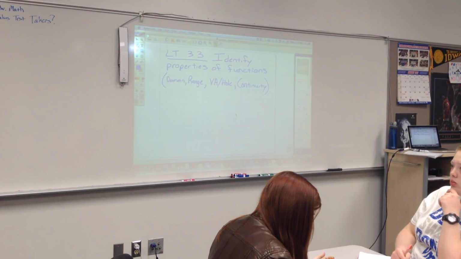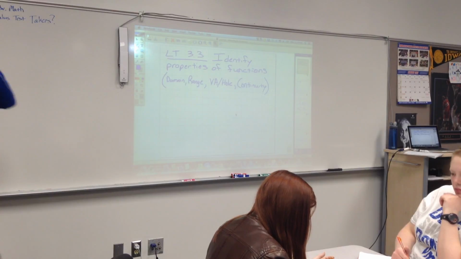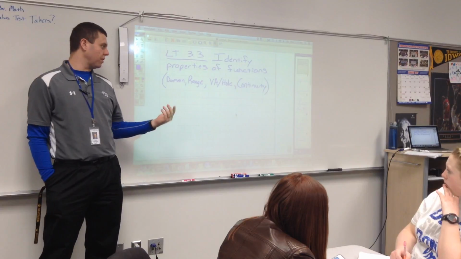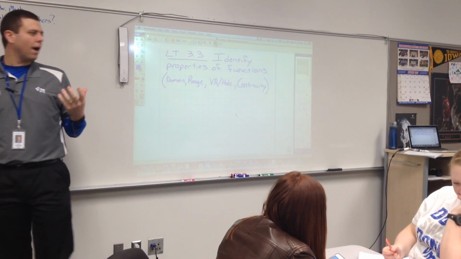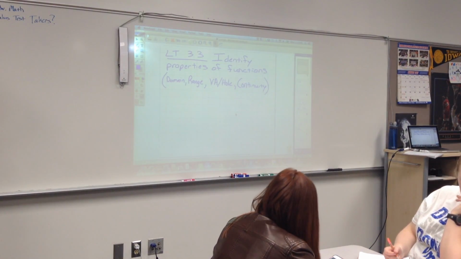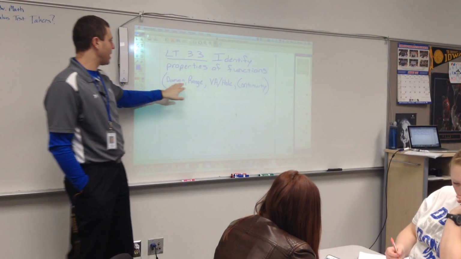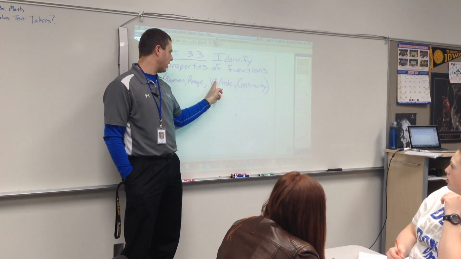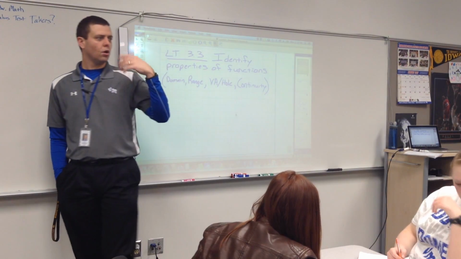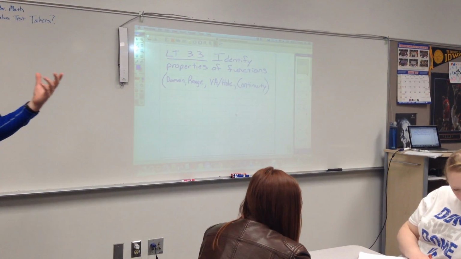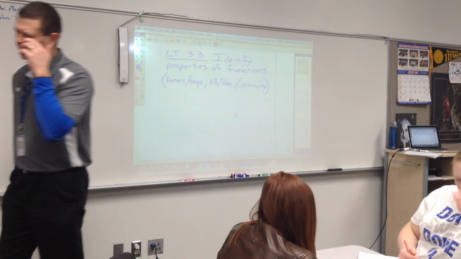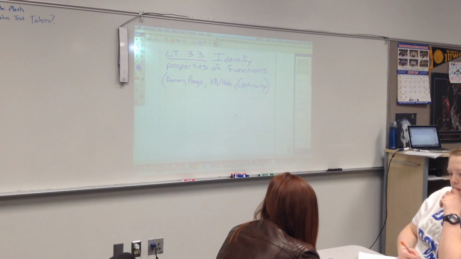So our next standard is being able to identify properties of functions. Last week we talked about the shapes of different functions, but now we're going to get into the properties about them. Specifically, this standard is going to focus on domain, range, vertical asymptotes (that's what the VA is going to be), or holes. We'll talk about that a little bit, and we'll talk about continuity as well. These are the things that are going to fall into this standard.